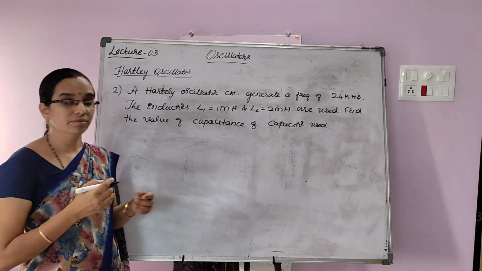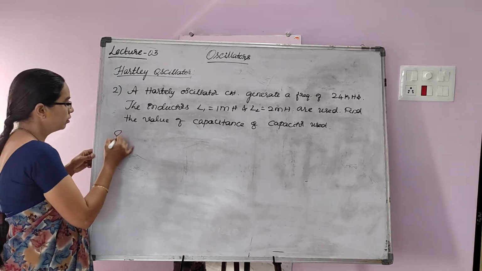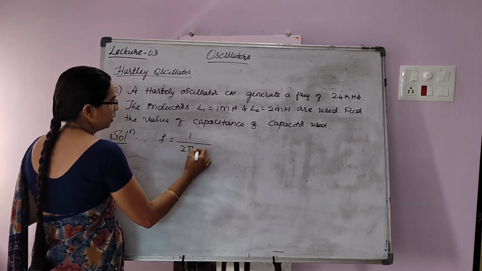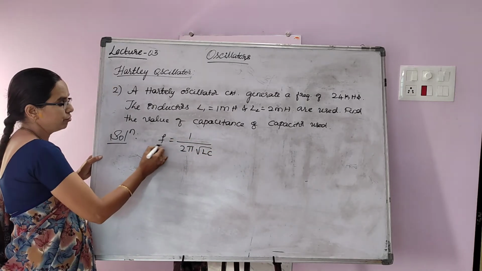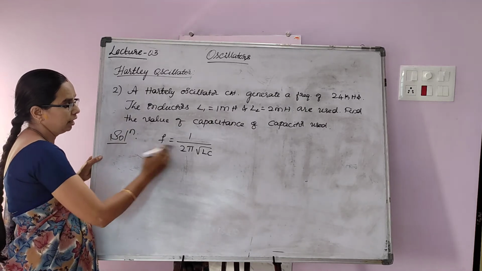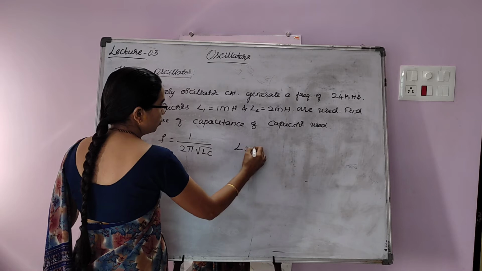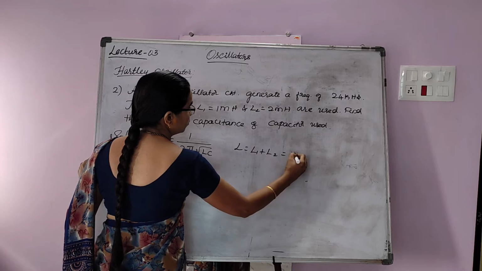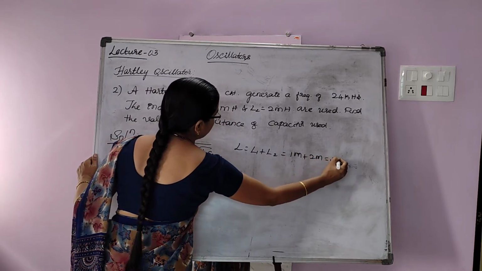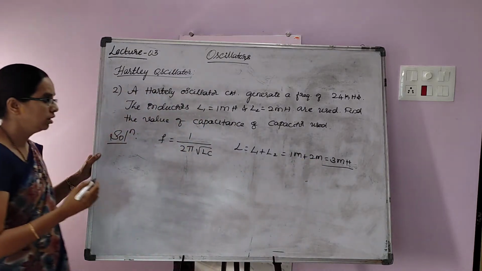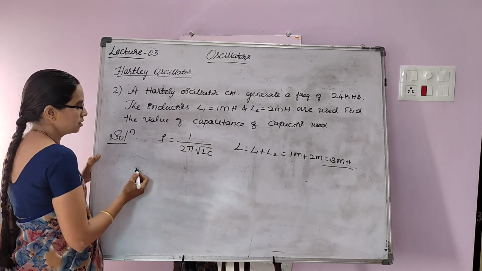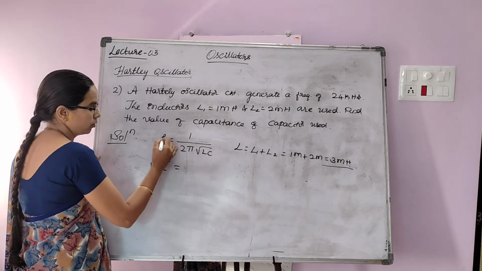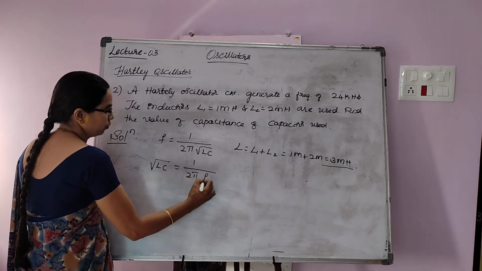Well, they have given the value of frequency of oscillations and L1 and L2. Same formula: F is equal to 1 by 2 pi root LC. Here F is given as 24 kilohertz and L is equal to L1 plus L2, that is 1 millihenry plus 2 millihenry, it is 3 millihenry. So we have to find the capacitor. Better shift root LC this side by cross multiplication: 1 by 2 pi F.